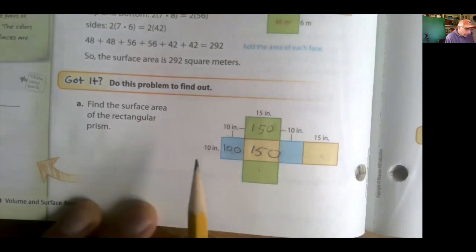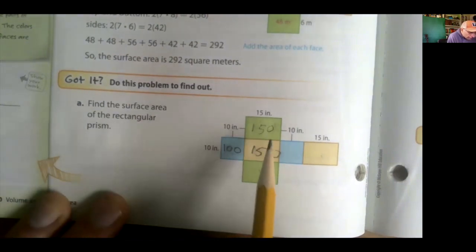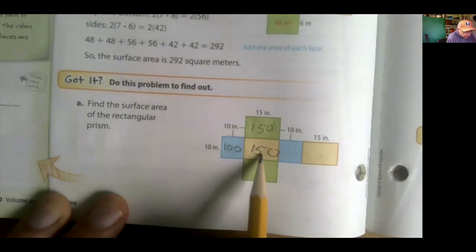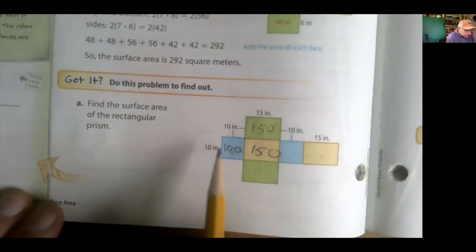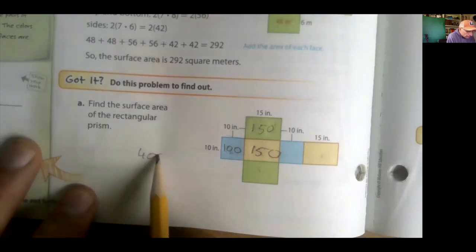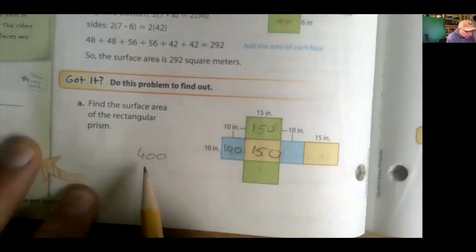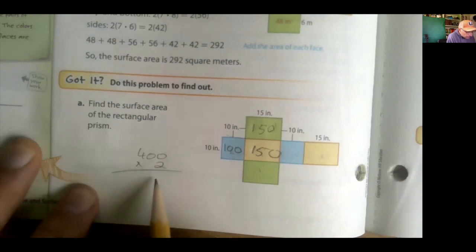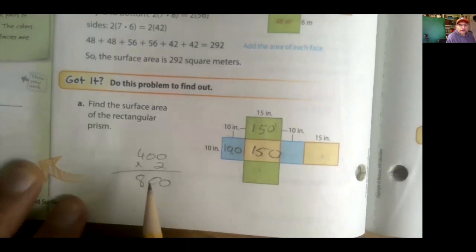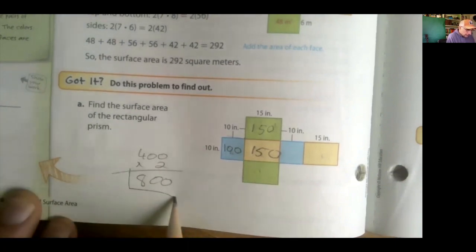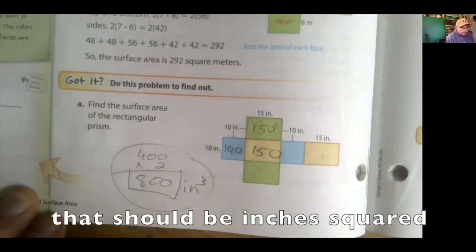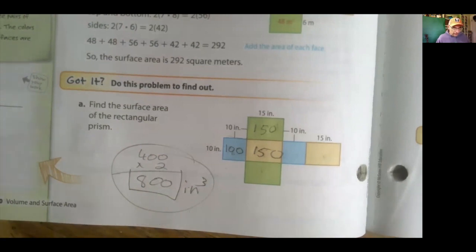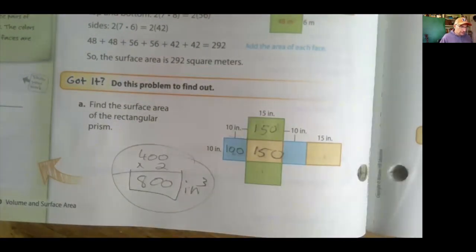Ready, go. All right, so you have 150 plus 150 is 300. 300 plus 100 is 400. So if those three are 400, we now have to double it, or times 2, which is 800. So the answer for this is 800 inches cubed. Cool. Let's go straight to the guided practice on 767.